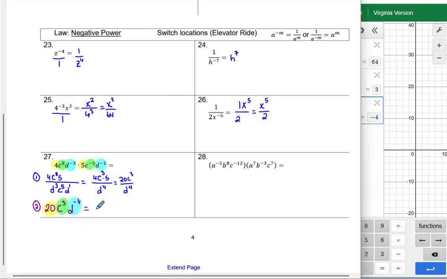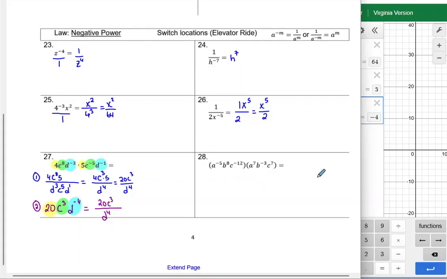So this ends up being the 20c cubed stays in the top. And then d to the -4 moves down to the bottom, and that turns positive. So you get the same answer. Whichever method you like, you're welcome to use. Both are not easy, so get used to both of them, I guess.